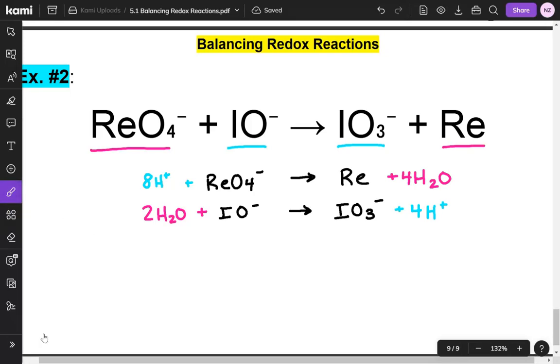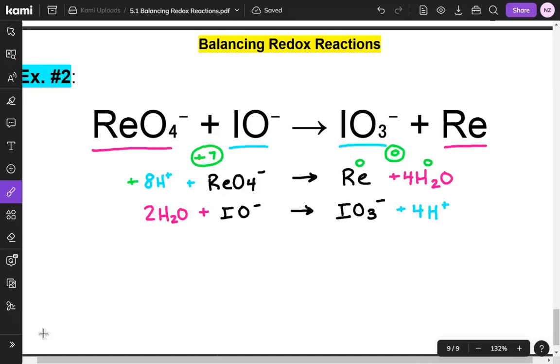Okay, now comes the fun part. Now we are going to balance the charge by adding electrons. So we have 8 hydrogens here. This is -1. So the total charge on the left-hand side of my first reaction is going to be +7. On the right-hand side, this is 0. This is 0. So the total charge on the product side of my first reaction is 0. So I can't turn 0 into positive 7. I can't go up, but I can go down by adding electrons. So I can turn 7 into 0 by adding 7 electrons on the left-hand side, on the reactant side of my first half reaction.